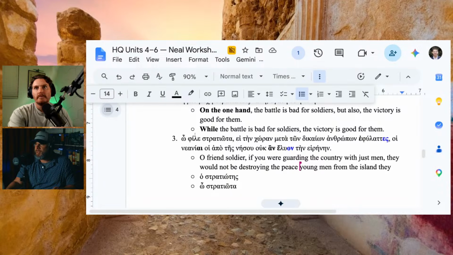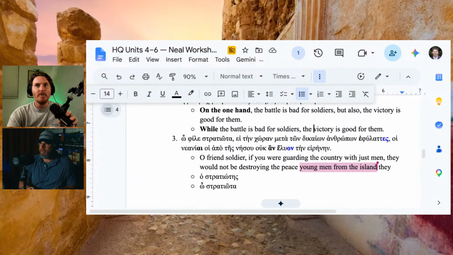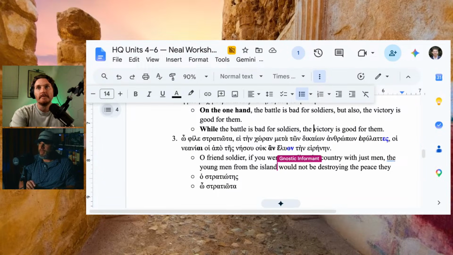So I should put this back in here then. Yeah, but you would sort of front it because we're in English syntax, so you got to start with the subject and then the predicate. So I should put they as the... So you put they as, that's a pronoun, but we don't need a pronoun because we have a noun. We have the young men. So I'll just put the... Yeah. Yep. The young men from the island would not be destroying the peace. Yep. Boom. Done. Yeah. Okay. And that's it. That's the end of the page.